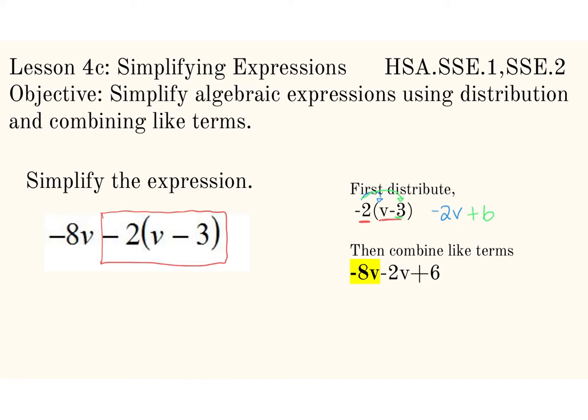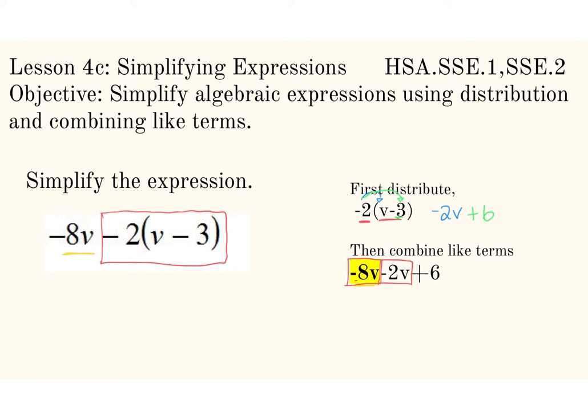6. So once I have the distribution, the parentheses is gone. It's no longer there. I can sort of drop down this negative 8v that I ignored into the problem. So now I'm bringing it back, and now I have a case of combining like terms. Because the negative 8 has a v attached and the negative 2 has a v attached, they are like terms, so I will combine the numbers.